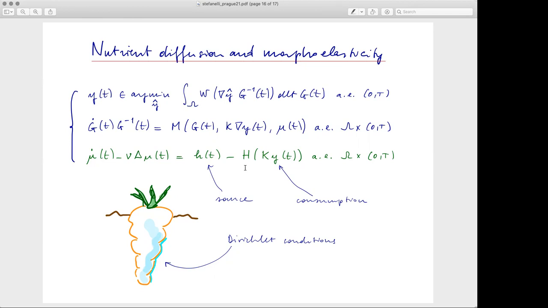And for the sake of definiteness, we decided for Dirichlet conditions. So this is the picture that you see here. Imagine the nutrient is water. One side of the carrot is wet by water, and water then diffuses inside the carrot.